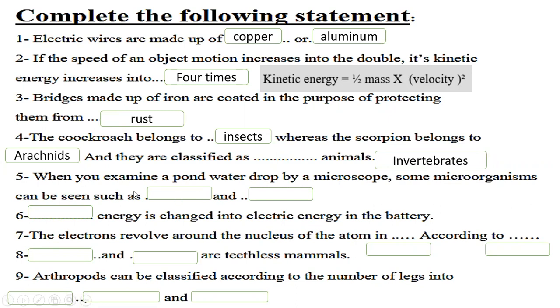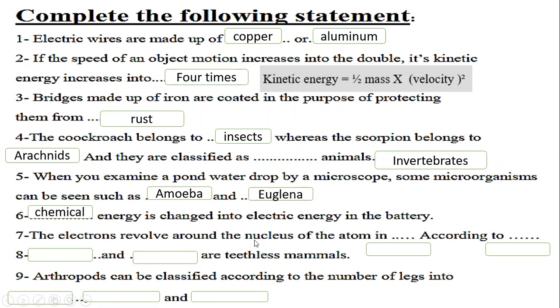Yes. When you examine a pond water drop by microscope, some microorganisms, or microscopic organisms, can be seen, such as what? Such as amoeba, euglena, and paramecium. Space energy is changed into electric energy in the battery. Please remember, battery, food, fuel, all of them have, yes, chemical energy.